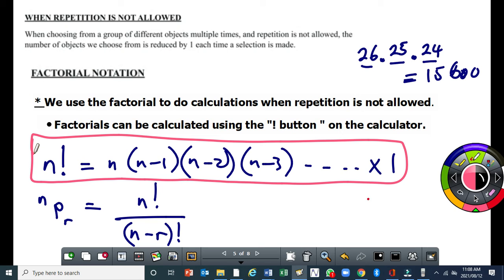Sorry? The r are the choices that you are choosing from n. Here, r is less than n. r is part of n. Like here, how many letters are we going to choose in order to make the word? We've got 26 letters in total, but out of the 26, we only want what? 3. So those 3 are like this r here. Right? Are you following? So we use the factorial if repetition is not allowed. Repetition of objects is not allowed, then use the factorial.